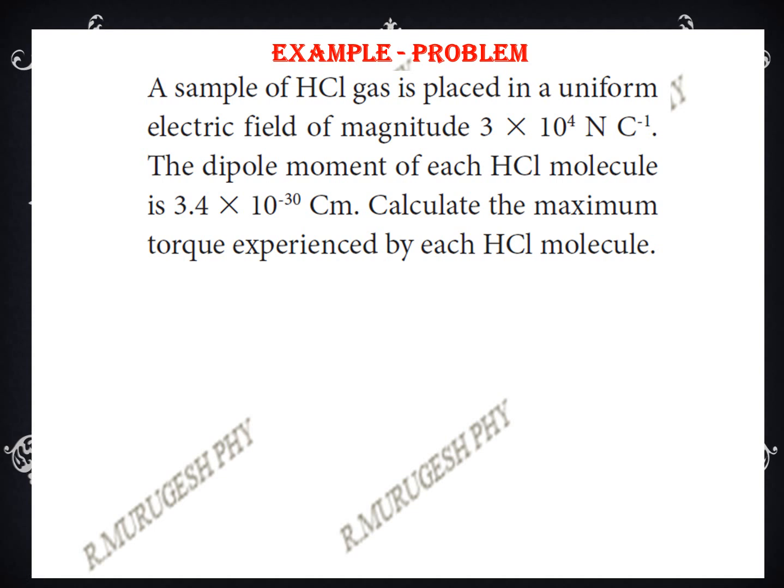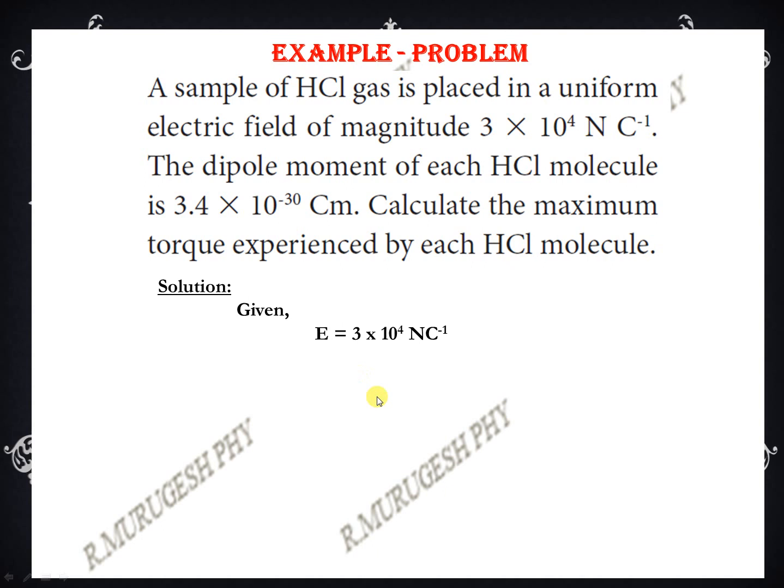What's the formula for torque? Yes, it's P E sine theta. So look here, dipole moment P is given, electric field is also given. What about the angle? That's given in the question. You want to get the maximum torque. When will you get maximum torque? When theta is 90 degrees, that is, the dipole is perpendicular to the field.